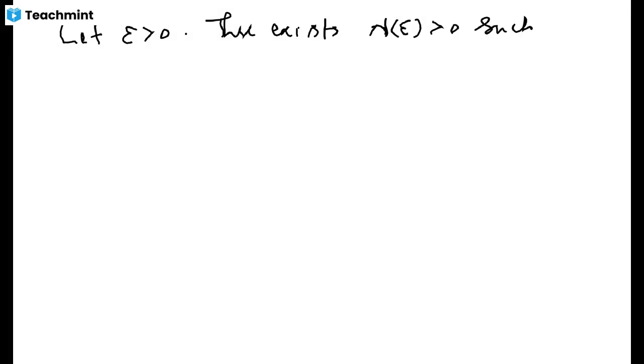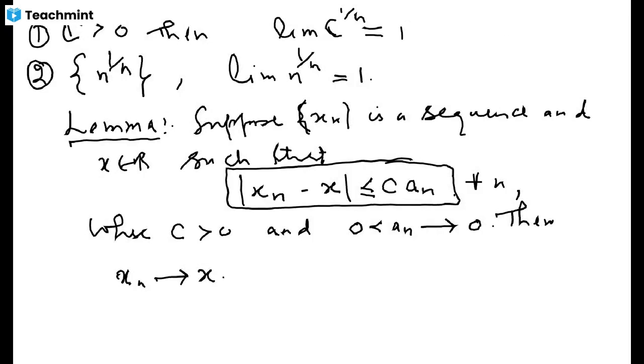We have to establish that this sequence converges to x, and let us take some arbitrary positive number epsilon. Then using the convergence of the sequence a n, I can say that there exists a natural number n epsilon, depending upon epsilon, such that, since it's a positive number, mod of a n is less than epsilon upon c. I'm going to take it to be epsilon upon c. Let me name this second. The first is the inequality that is given to us in the hypothesis.